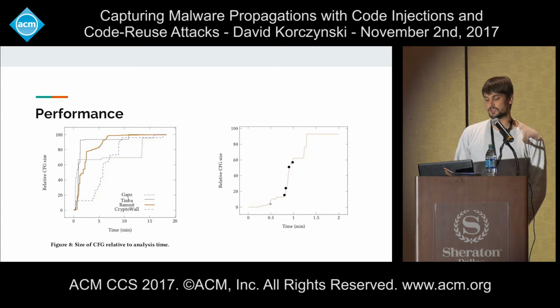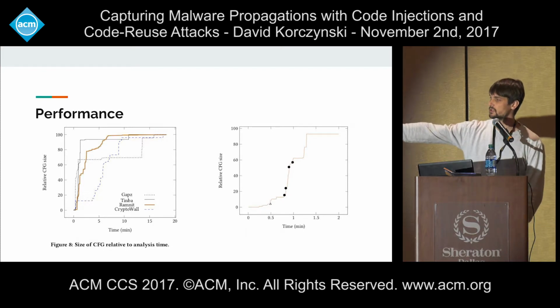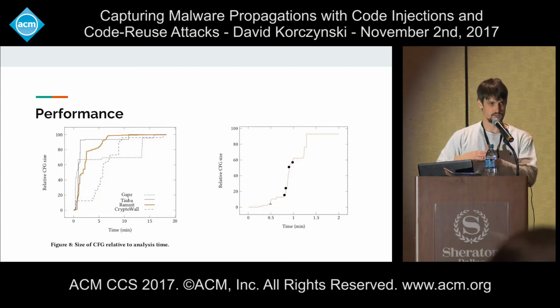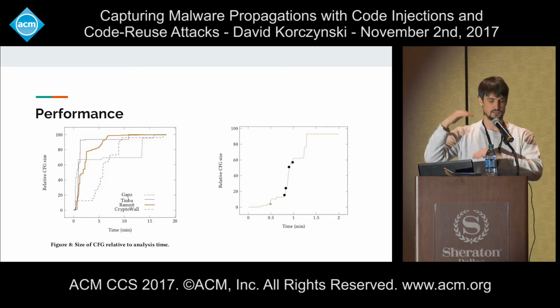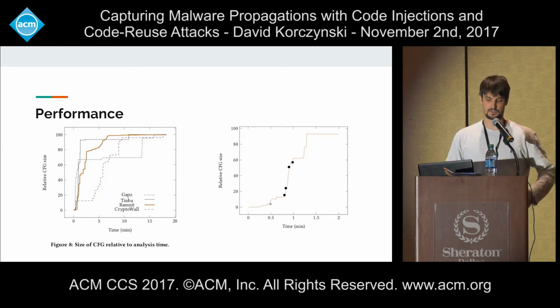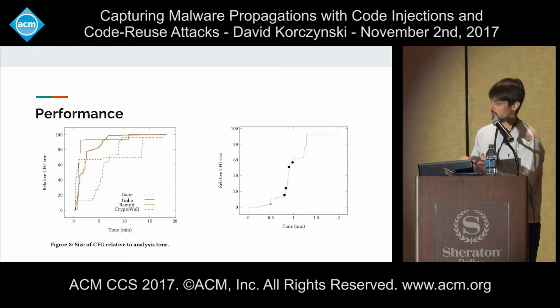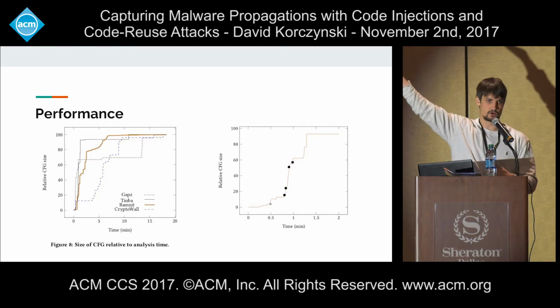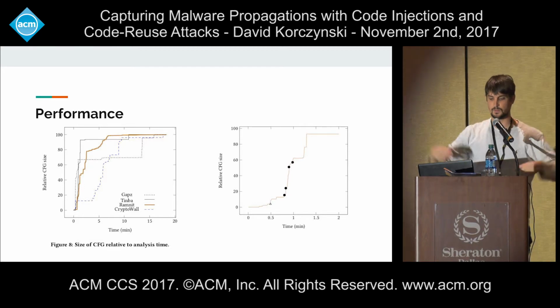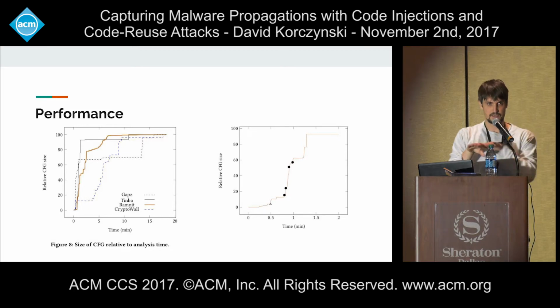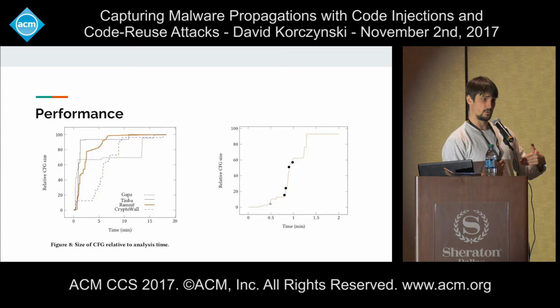What is potentially quite interesting is what you see on the y-axis here, which is the size of the CFG as it is produced. When it's 100%, we have uncovered the entire system-wide CFG. We'll often see a steady area where we don't recover anything new, and this is usually when the malware decrypts itself and so on.